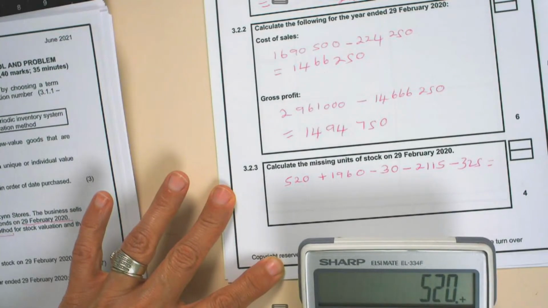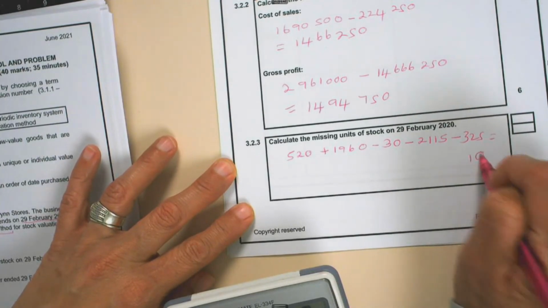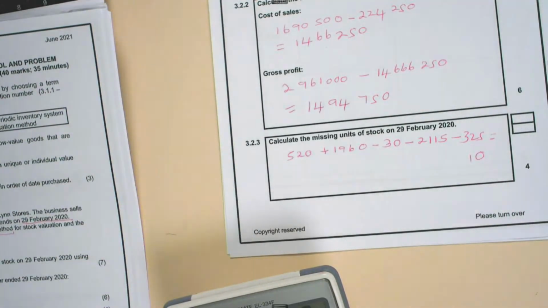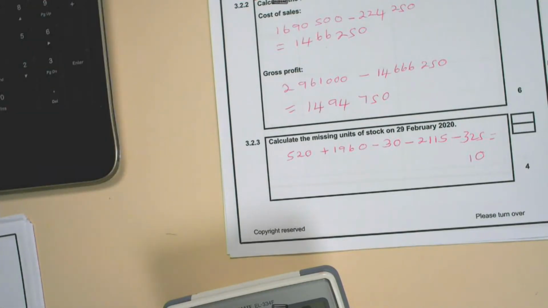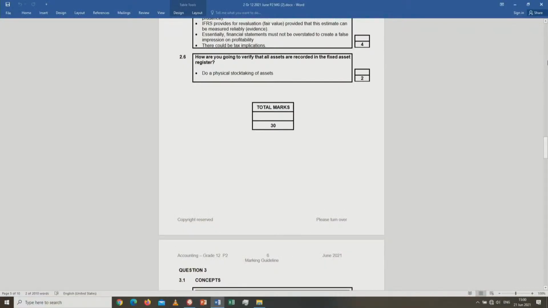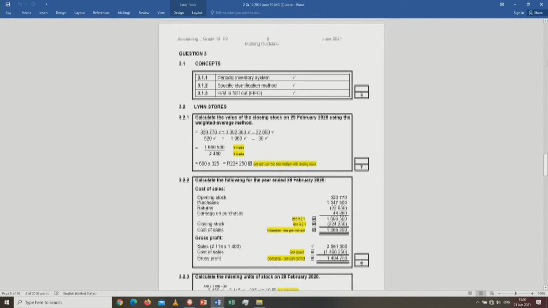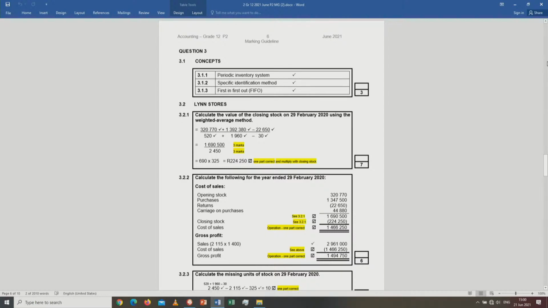520 plus 1960 minus 30 minus 2115 minus 325 gives me 10. 10 is then the number of units missing. Okay. There we go. Let's look at our marking guide quickly. We said 1 mark for periodic inventory, 1 mark for specific identification method, 1 mark for FIFO, first in, first out, and you may give marks for the abbreviations as well.